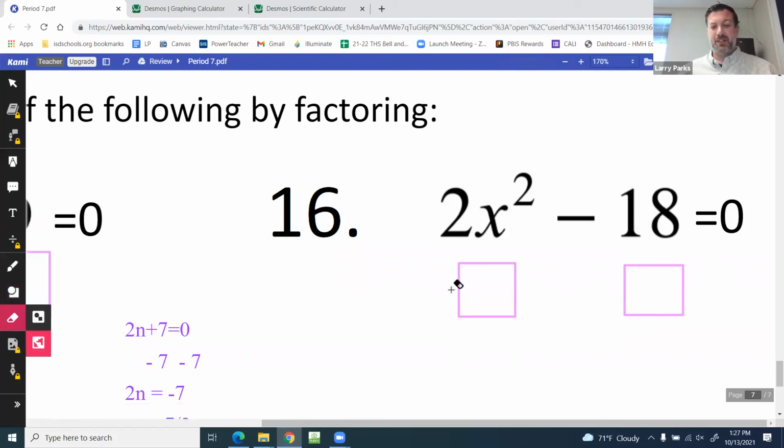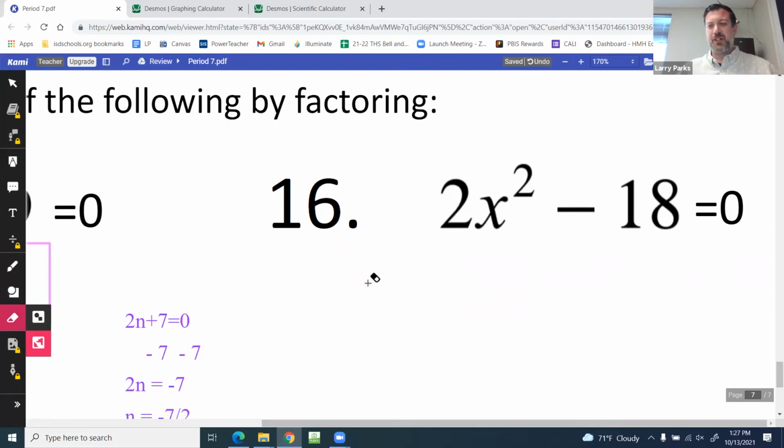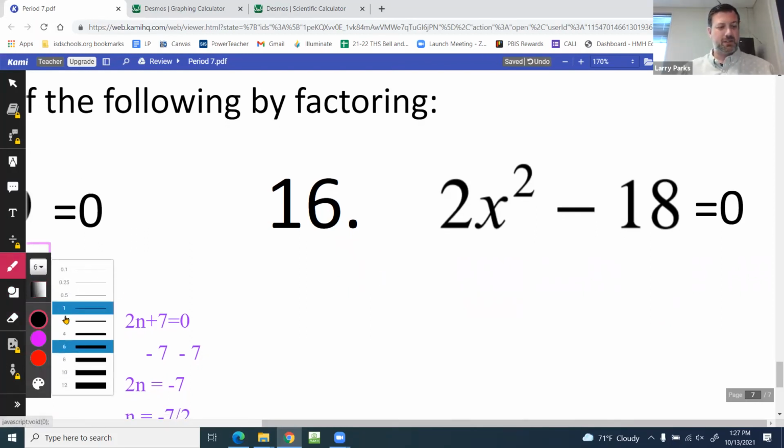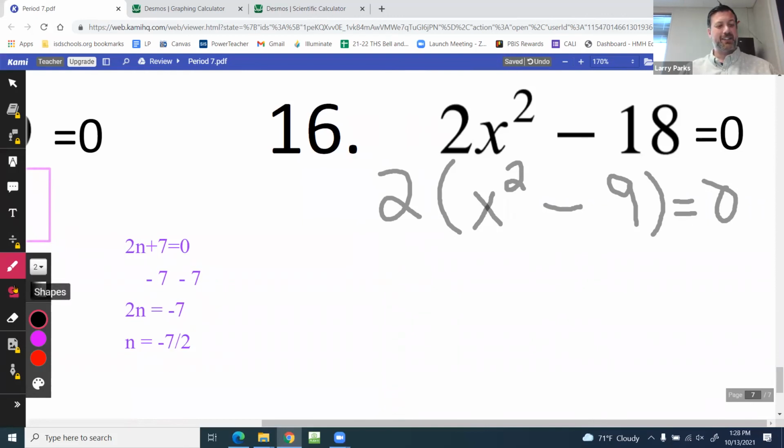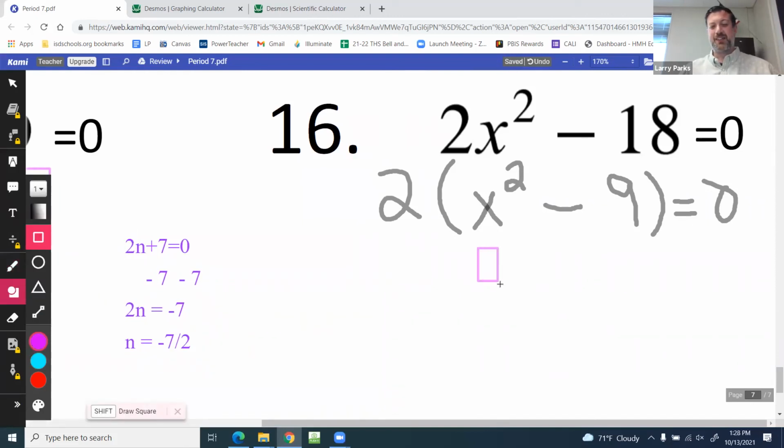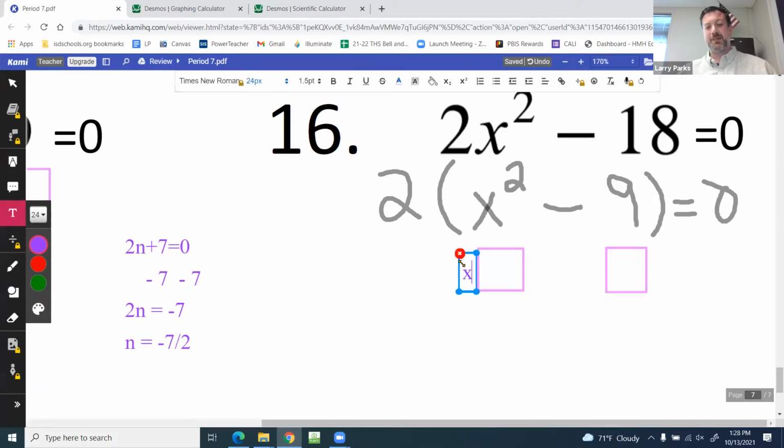And then I notice that there's a GCF, and I should take it out. So the GCF of 2 and 18 is 2. So if I divide both of those by 2, I get x squared minus 9. Now, there we go. X squared is a square. It's a perfect square. And 9 is a perfect square. X squared is just x times x. 9 is 3 times 3.